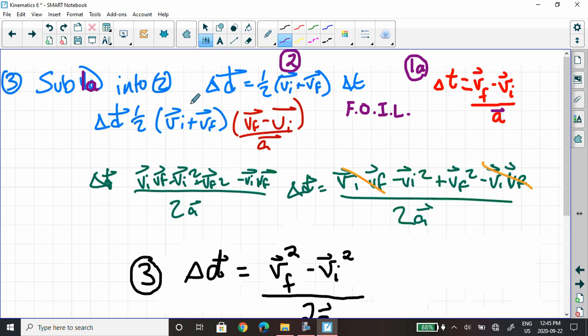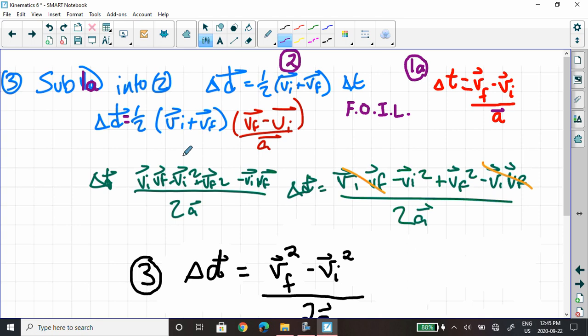So how do I do that? Well, I repeat the delta d. I write that down again. The half comes down again. This bracket, Vi plus Vf, it comes down again. But the delta t is replaced by this. So I put that in the place of delta t. What do we do now? Now we have to multiply.